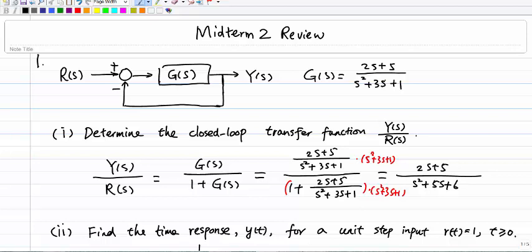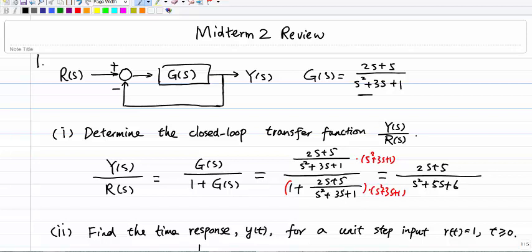According to the block diagram, this is unit negative feedback, so the closed loop transfer function is given by just G(s) divided by 1 plus G(s). By plugging in G(s), which is defined over here, we have (2s + 5) divided by (s squared + 3s + 1), that's G(s), divided by 1 plus G(s).